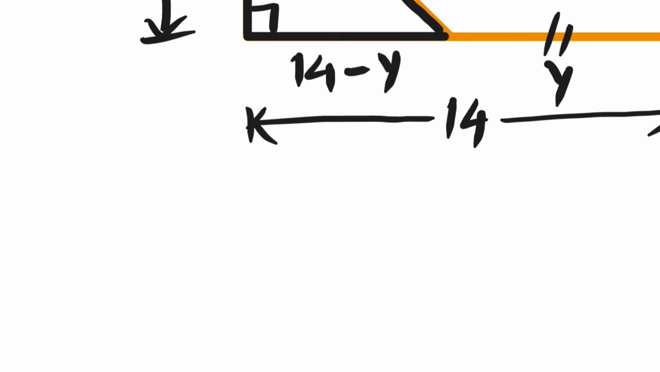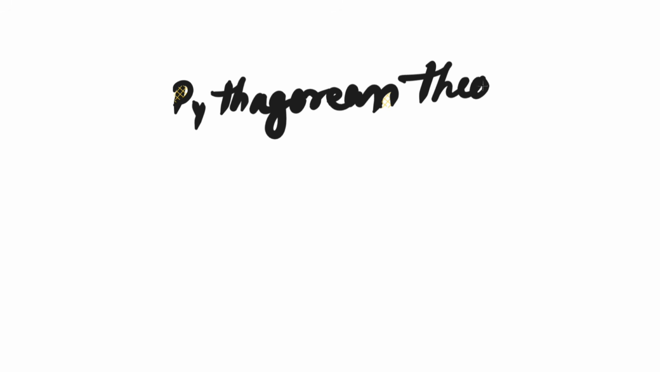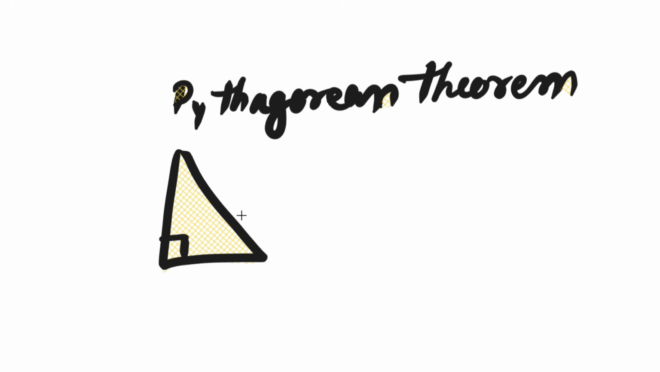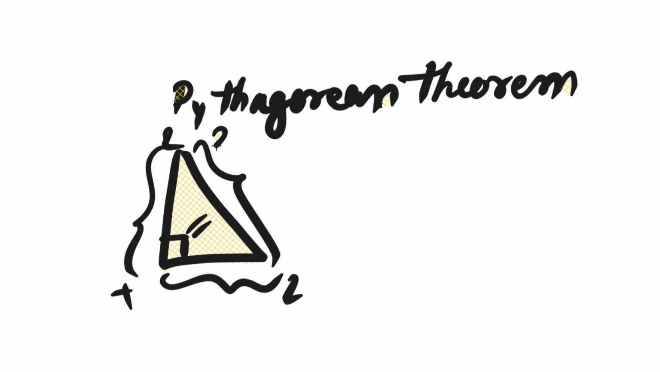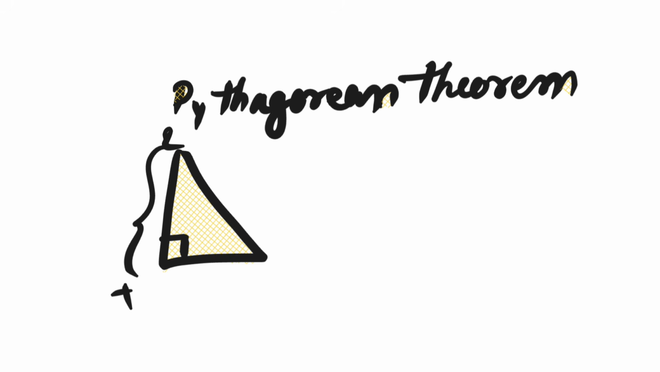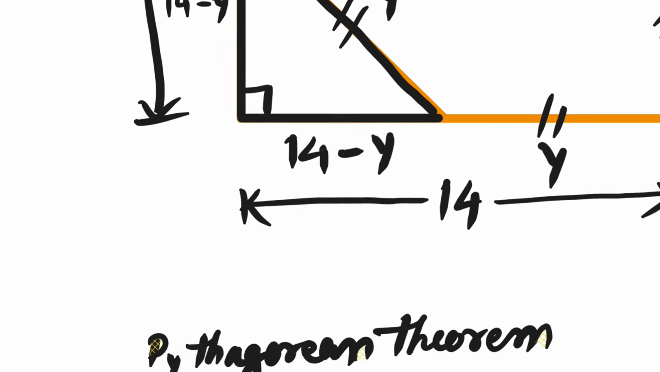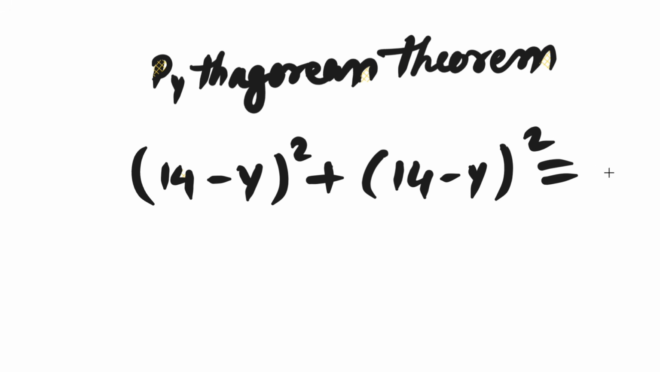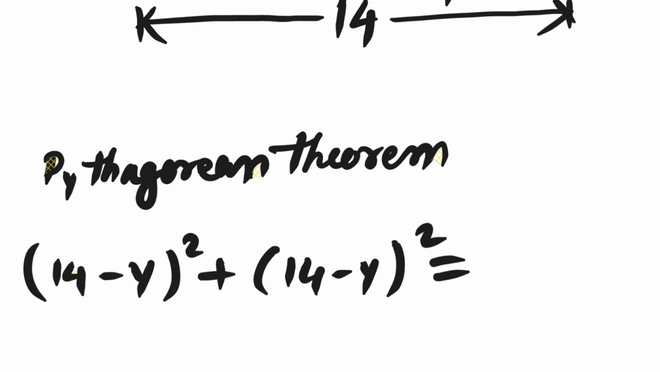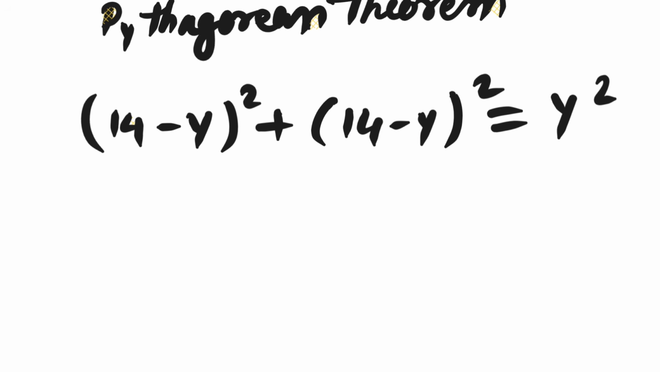This is exactly the situation where the Pythagorean theorem can help us. Remember, for a right triangle, the Pythagorean theorem says that the square of one leg plus the square of the other leg equals the square of the hypotenuse. So, we can write (14 minus y) squared plus (14 minus y) squared equals y squared. If you're following along, this is a good point to pause and try the next step yourself.